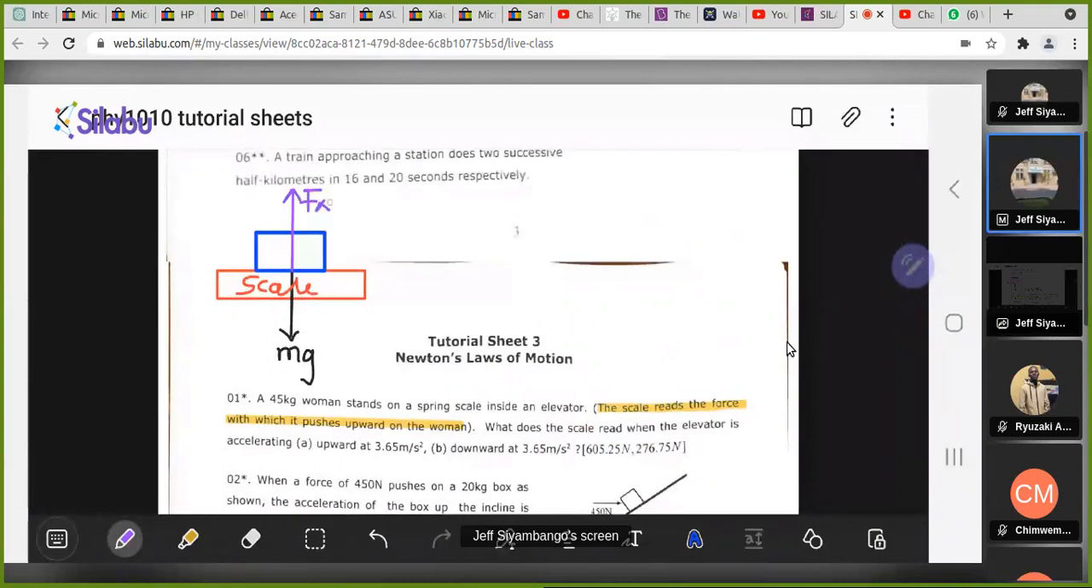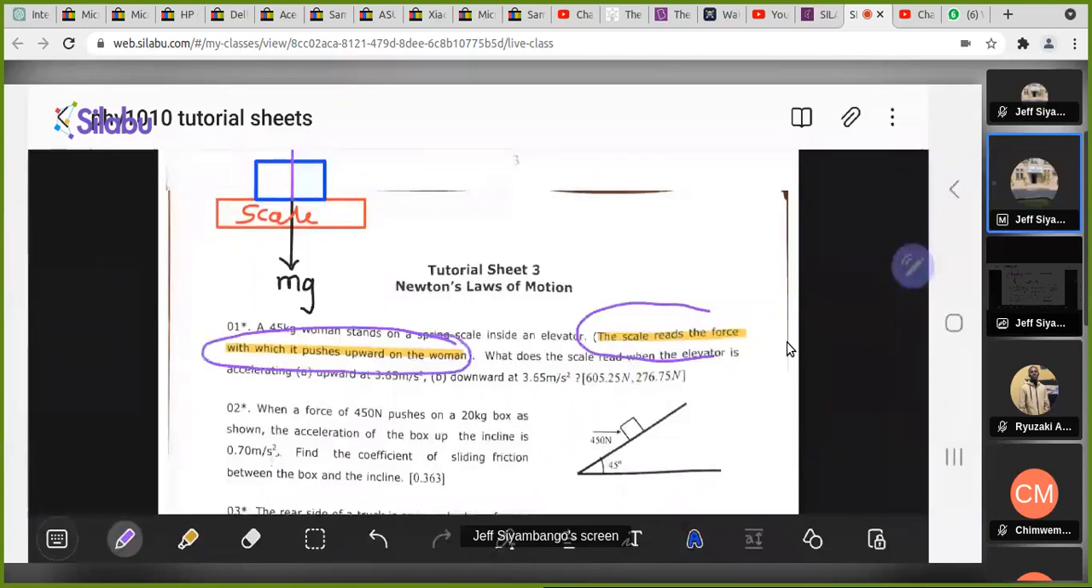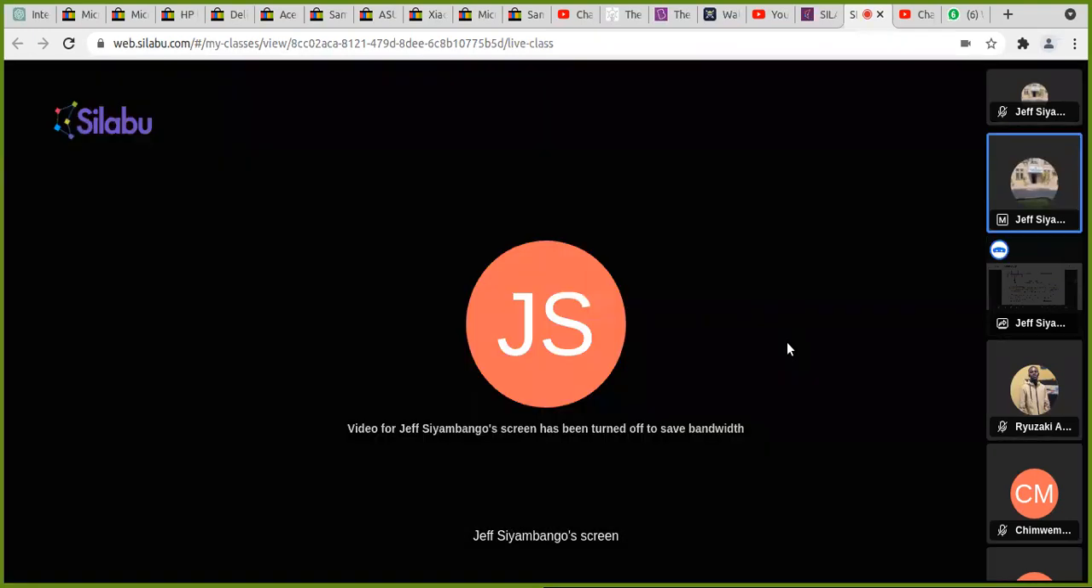Now, the reading on this scale, according to this statement here, the reading on the scale is the force with which it pushes onto the woman. So in our case here, the reading the scale shows is actually the normal force. This is the force with which the scale pushes onto this object.